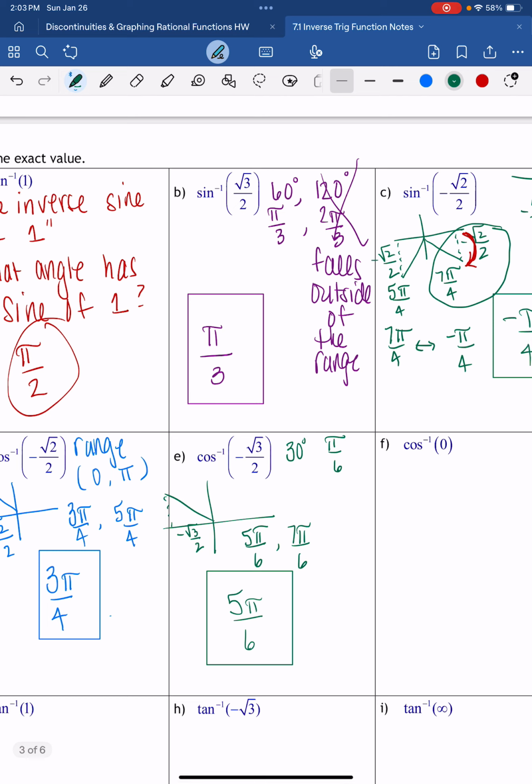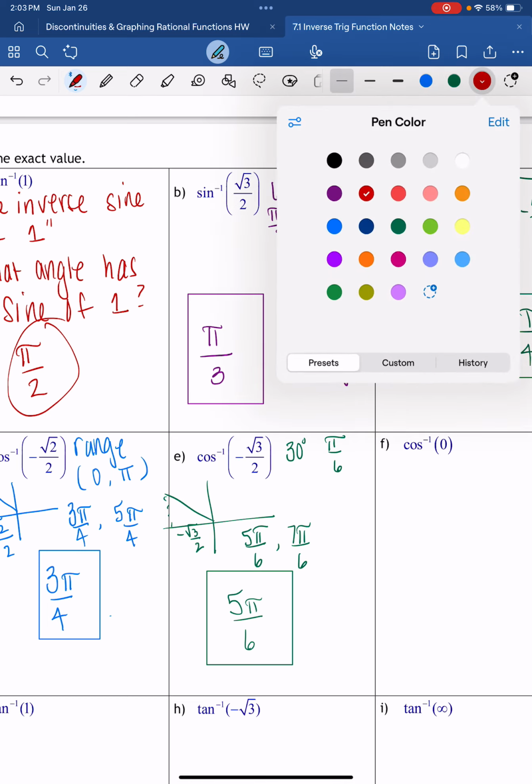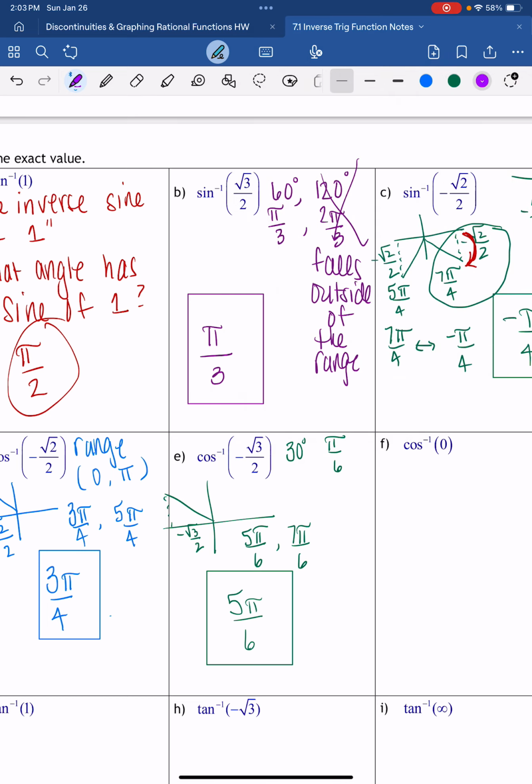Inverse cosine of 0. Cosine is x, so this is the point 1, 0, 0, 1, etc. Who has a cosine, an x value of 0? That's going to be 90 degrees, or pi over 2.